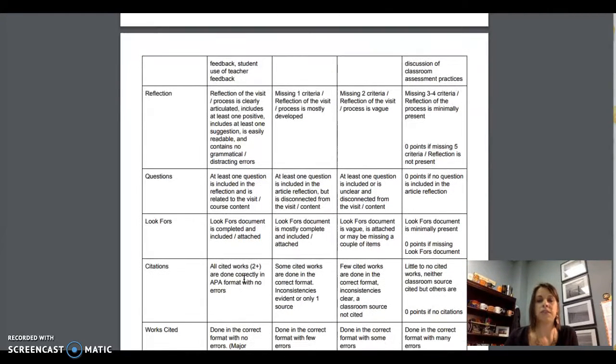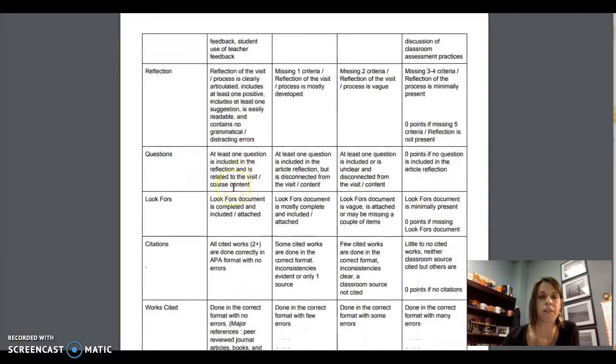In that reflection or somewhere in your paper overall, I want you to have at least one question that's included. It could be about your partner classroom, it could be about growth mindset, it could be about classroom assessment, it could be about your intervention group. Any question that stems from any part of our work together during this term.